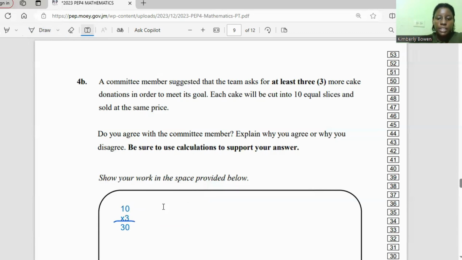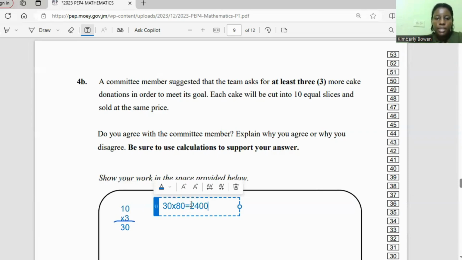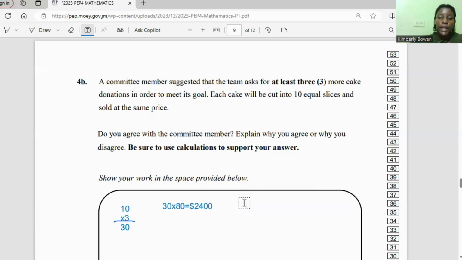So we say 30 times 80. Can set stuff like this. And that would be 2,400. Again, we can simplify. 3 times 8, that's 24, and we add the 2 zeros from the 30 and the 80, so that's 2,400. Right? So all we need to do now is to add 2,400 to 14,340.